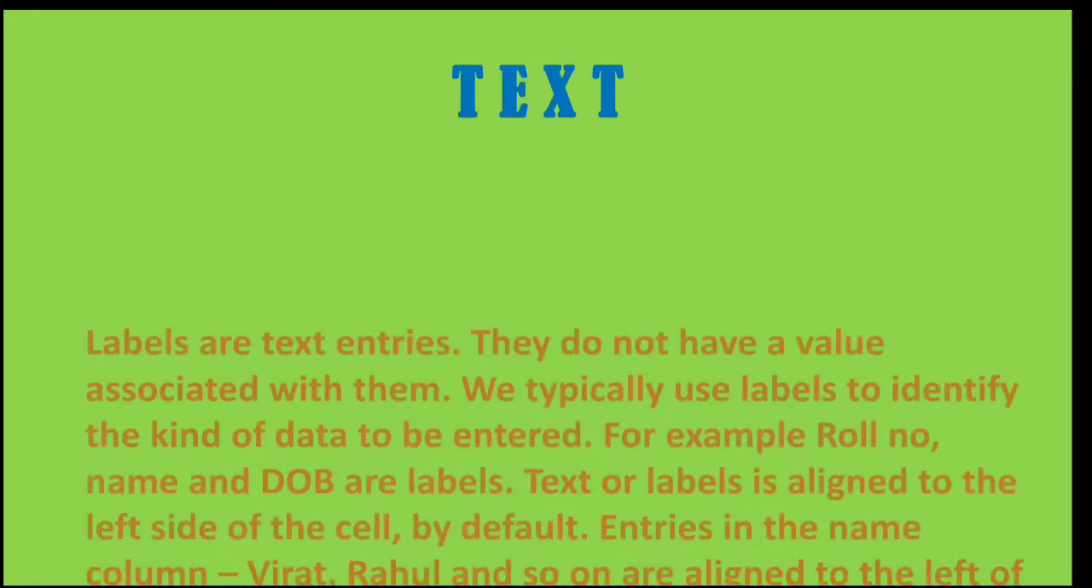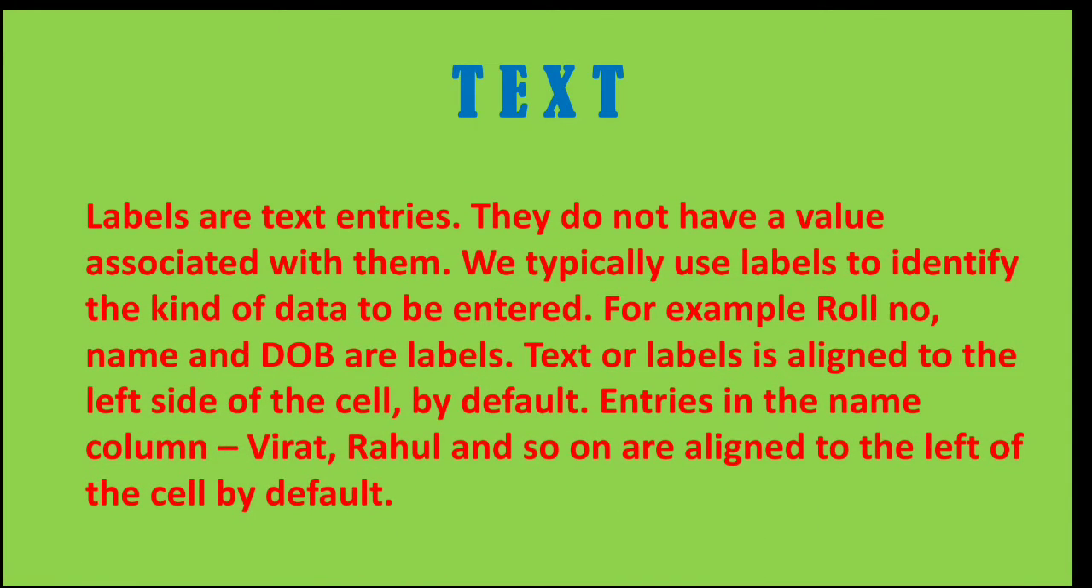Text. Labels are text entries. They do not have a value associated with them. We typically use labels to identify the kind of data to be entered. For example, roll number, as we know, consists of numbers. Name will have text values. Date of birth generally will have numbers. So these are the labels: roll number, name, date of birth. Under each label we have to enter the data as per the labels.